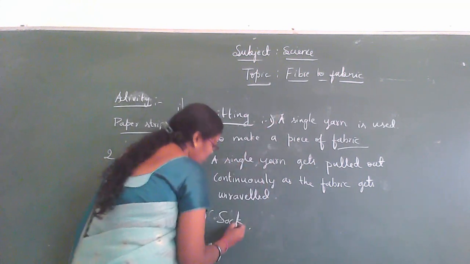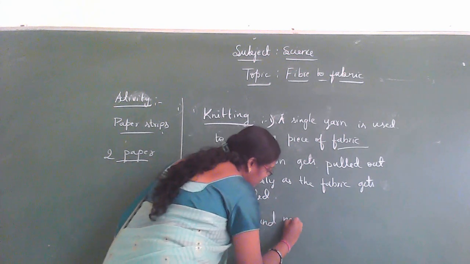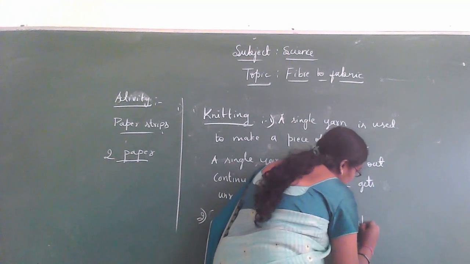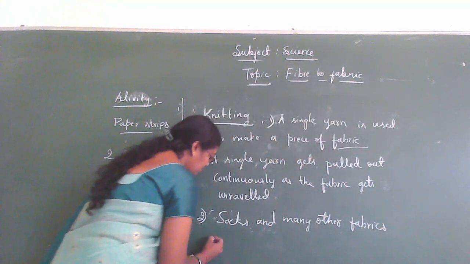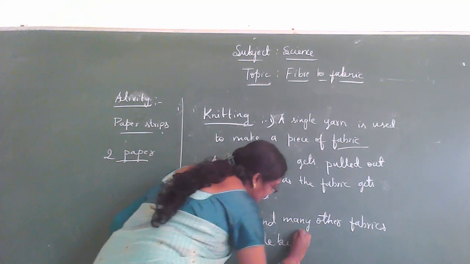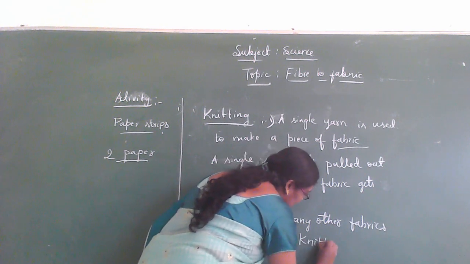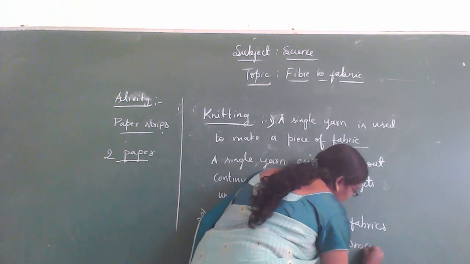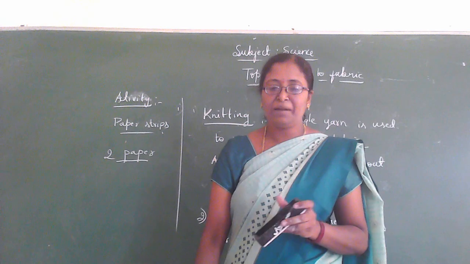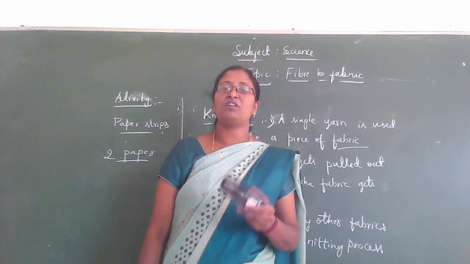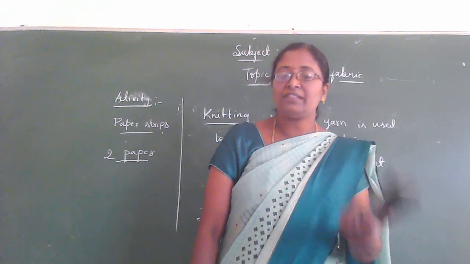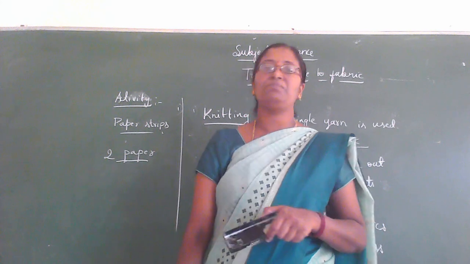Socks and many other fabrics are made by the knitting process. Knitting is done by hand and also on machines.